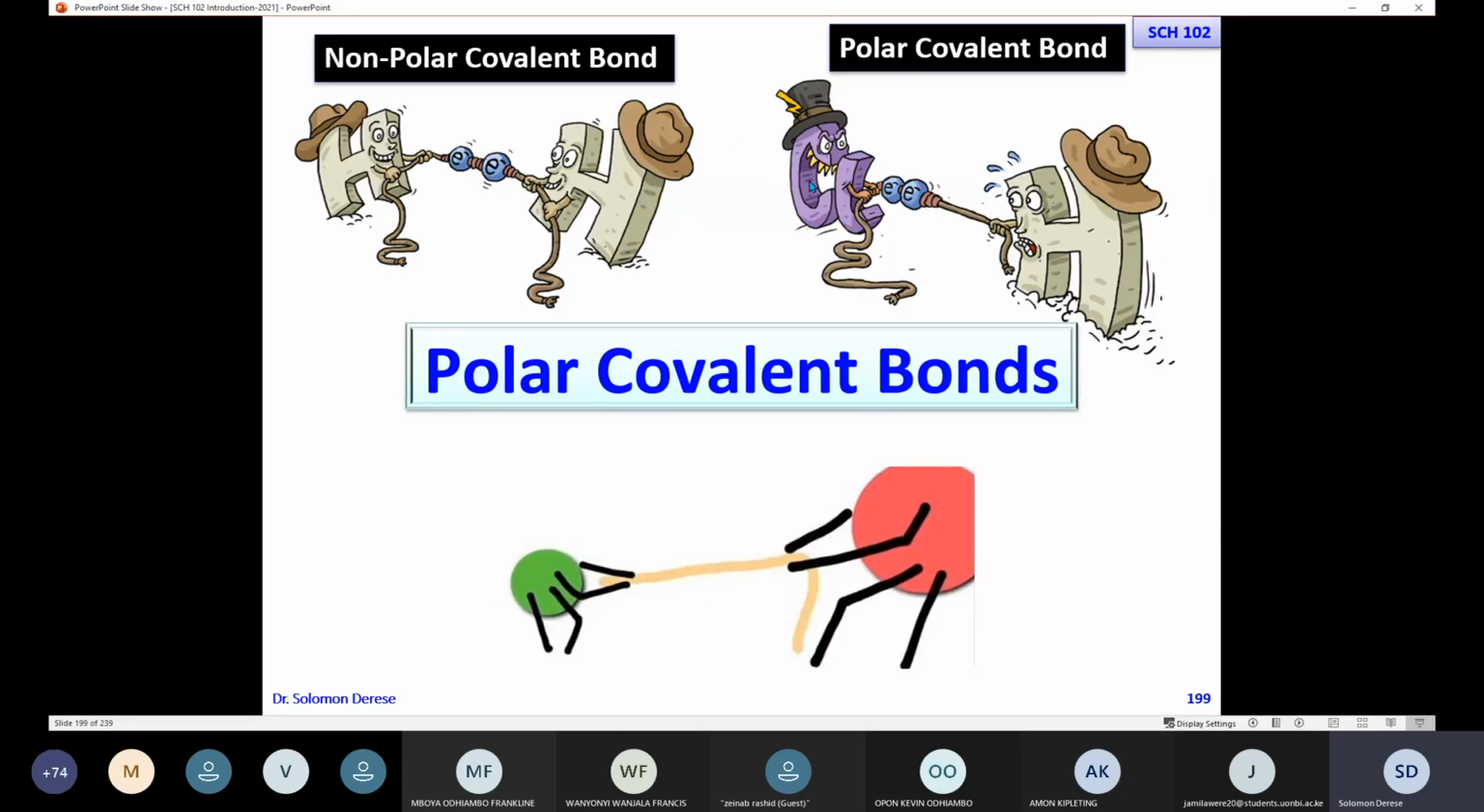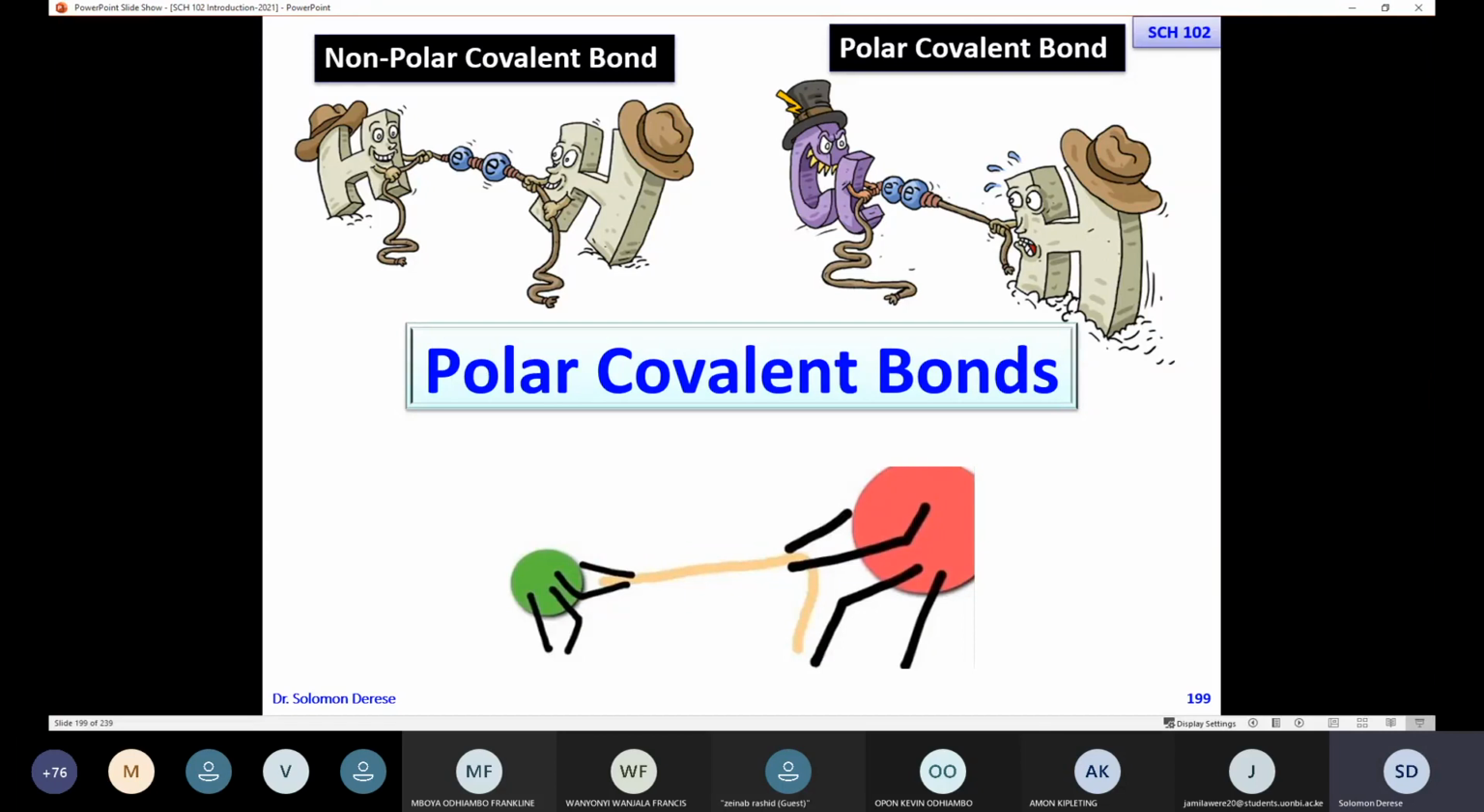So on the chlorine, we'll have excess of electrons. On the hydrogen, we'll have deficiency of electrons. There will be a center on the chlorine where there is excess of electrons. There is another center on the hydrogen where there is deficiency of electrons. So the bond is polarized. Such type of covalent bond is called polar covalent bond. So we have two types of covalent bonds, two extreme types, non-polar and polar covalent bonds.